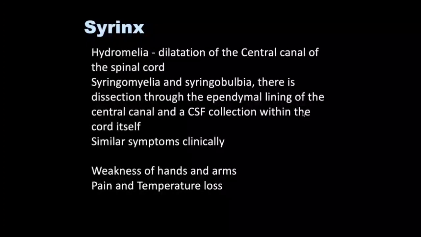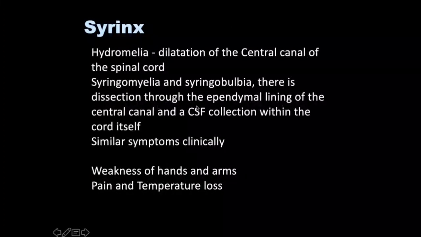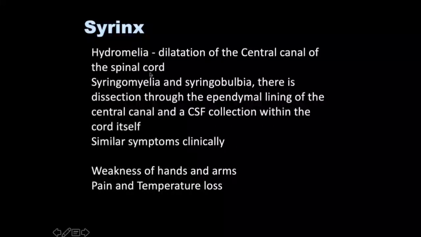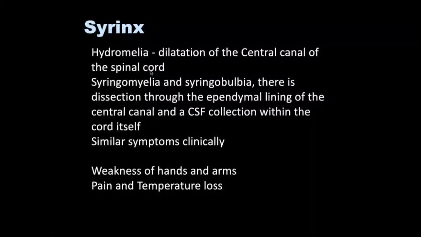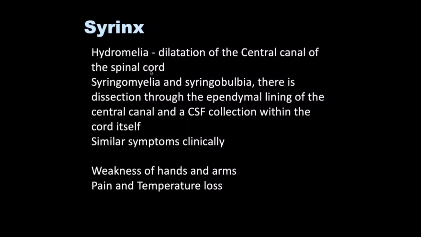Quick word about syrinx. This is a dilatation of the central canal of the spinal cord, which is called hydromelia. Syringomyelia is a dissection through the ependymal lining of the central canal, a CSF collection. They are very difficult to differentiate on the MRI scan, and the terminology that we use is hydrosyringomyelia. The important thing is to establish the diagnosis, and these can present with weakness of the hands and arms, and especially loss of pain and temperature sensation.